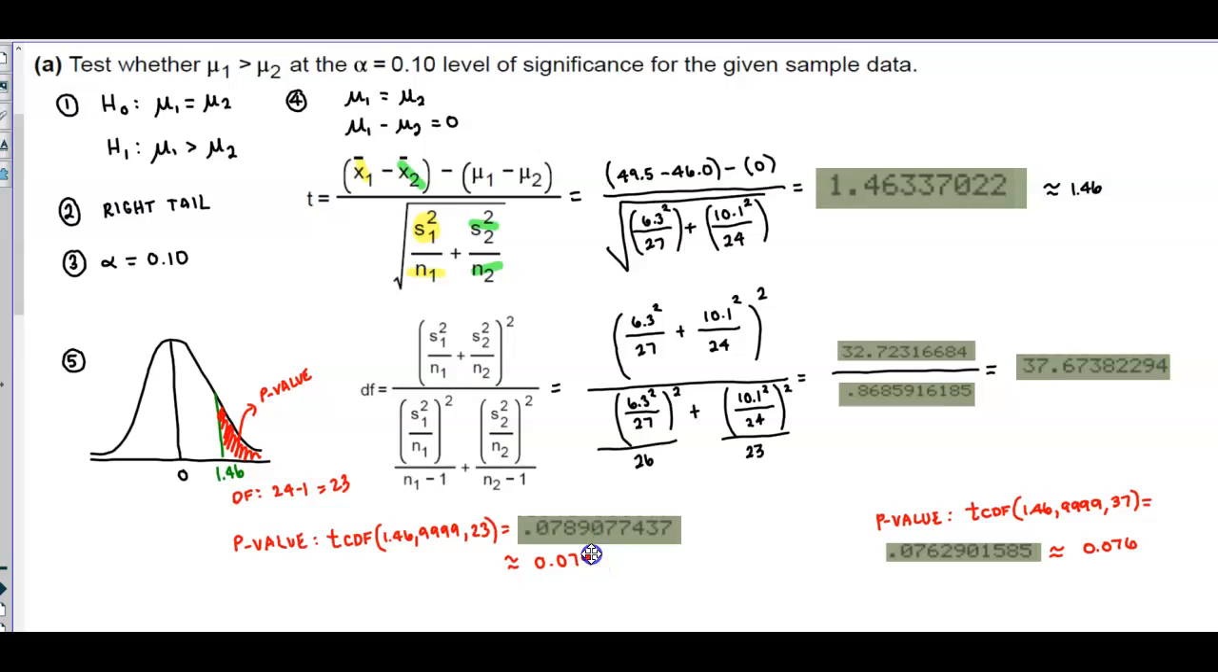But when you put this into MyMathLab, either one is going to be correct because it's correct to a certain number of decimal points. So if you're using the smaller of the degrees of freedom, it's going to be okay. Or you can use the actual formula to find the degrees of freedom.